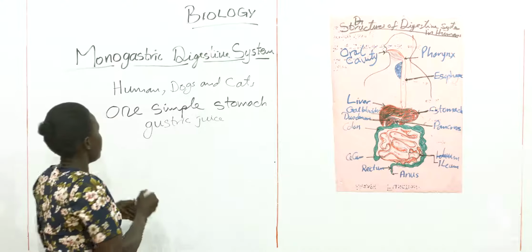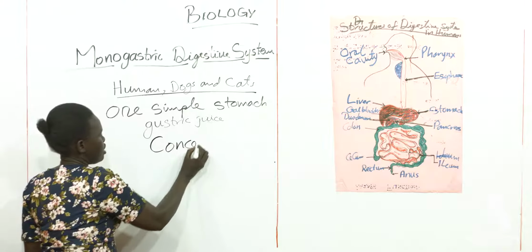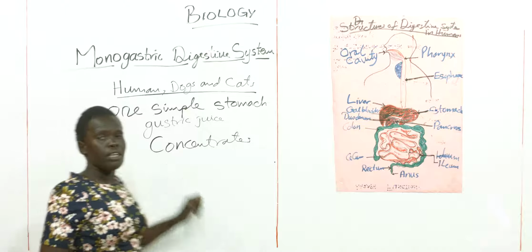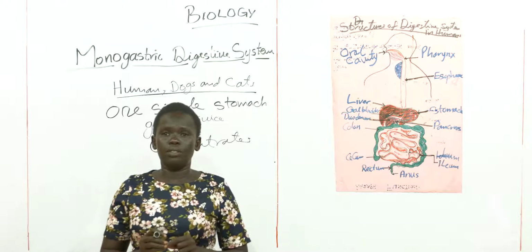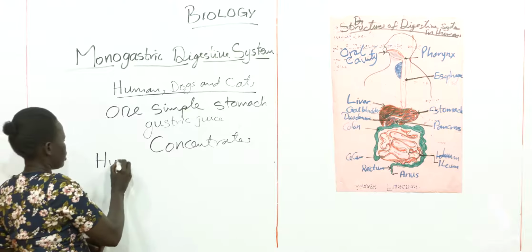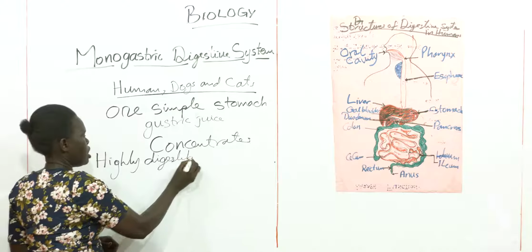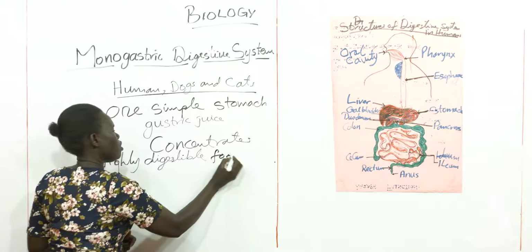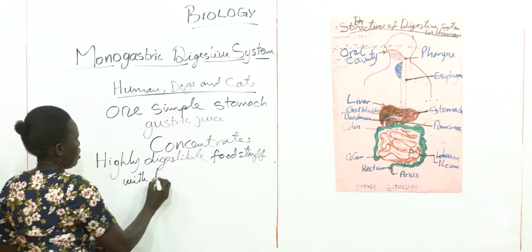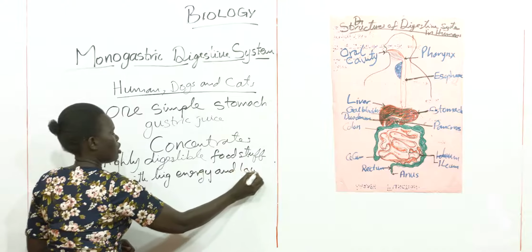So for this type of animals, the type of food they eat is known as concentrates. Concentrates are a highly digestible foodstuff with high energy and low fibers.